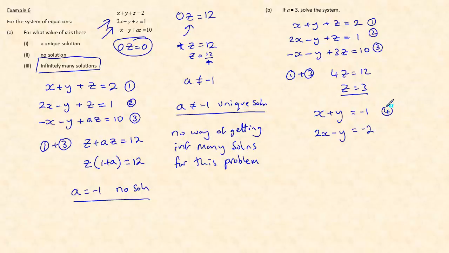So let's call this one 4 and this one 5. So if we add them, we get rid of y, so 4 plus 5 gives us 3x is negative 3, so x is negative 1, and if x is negative 1, that means that y equals 0, so we have x is negative 1, y is 0, z is 3.